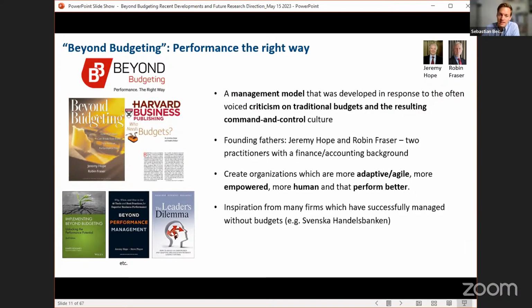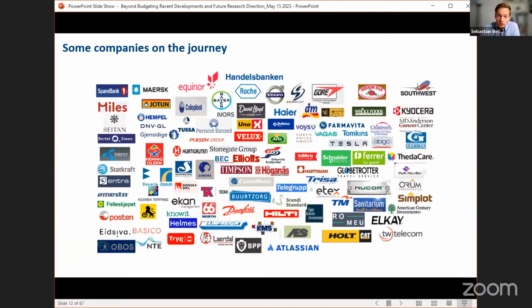Which are all kind of related to Beyond Budgeting, right? Today, there's a lot of companies that are on the journey. You will see later on that if you change your management model, this is not something that you do within 2 weeks. It's not like you call a consultant and say, hey, can you please do this, and then they change your management model. No. Changing a management model is ingrained in the entire organization.